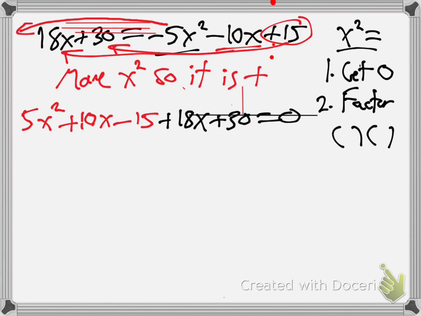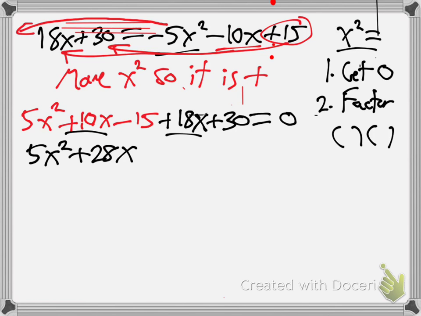Now there's just a 0 on the right side. Let me clean that up a little bit. It's getting a little messy here. So plus 30 equals 0. Right? So the 5x squared, the minus 10x, and the plus 15 jump to the other side and change signs. Now you combine like terms. What do we have here? 5x squared plus 10x plus 18x is 28x. Minus 15 plus 30 is plus 15 equals 0.